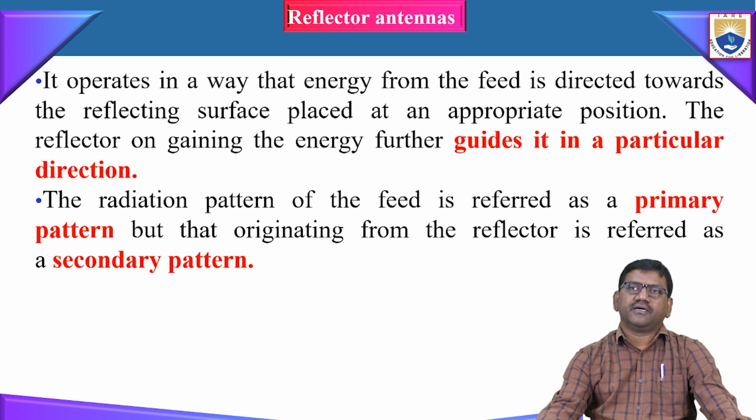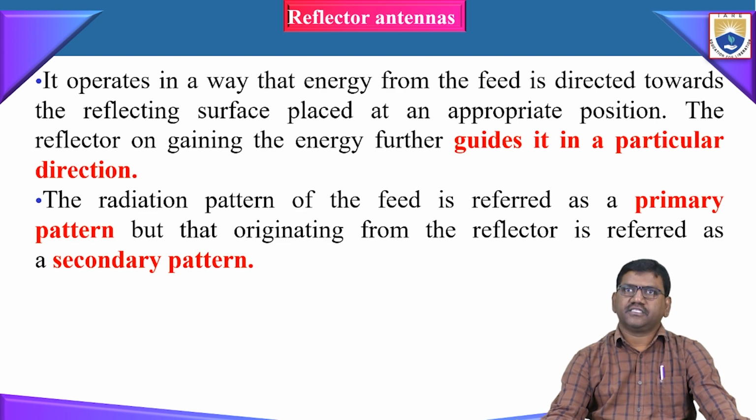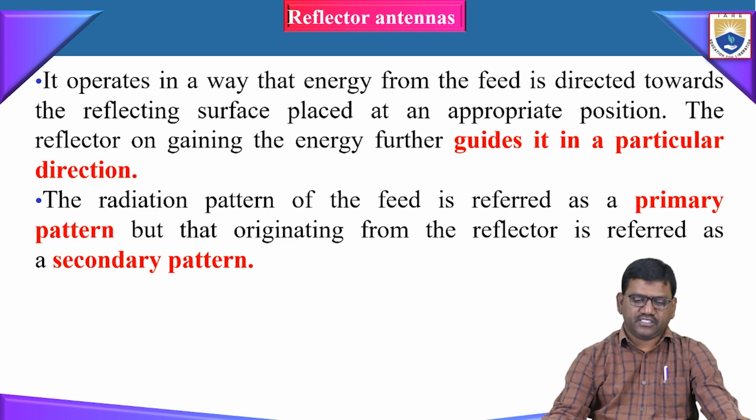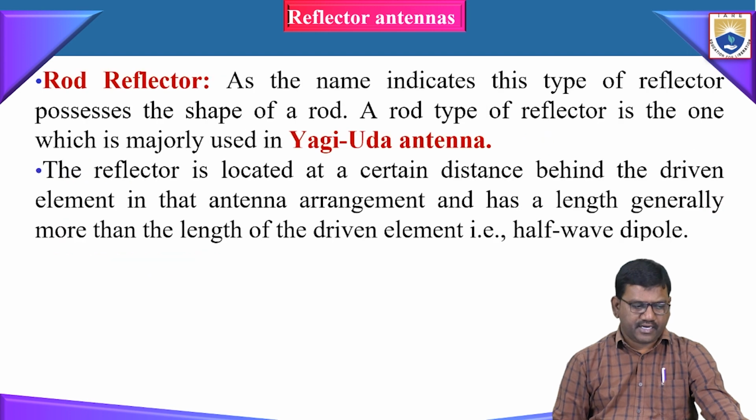The radiation pattern of the field is referred to as the primary pattern, while the pattern that is reflected or originating from the reflector is referred to as the secondary pattern. So the radiation pattern of the field is referred to as primary, and the one originating from the reflector is known as the secondary pattern here.